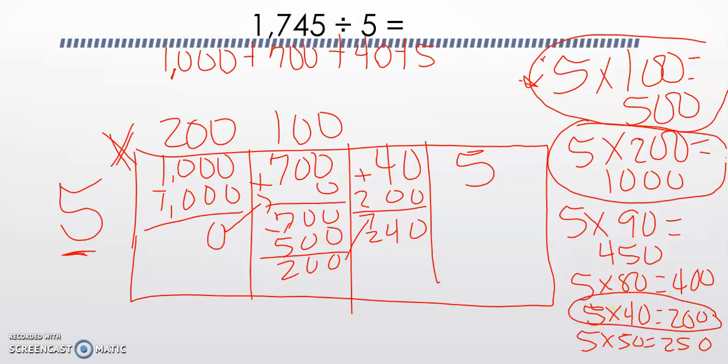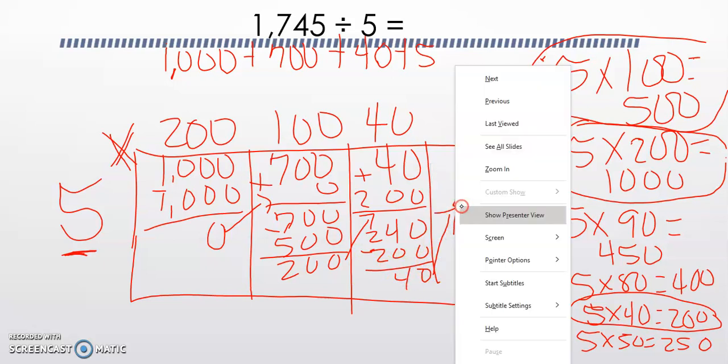Whatever I multiply my divisor by, it goes on top of the box. I multiply by 40. The answer was 200. It goes inside. I'm ready to subtract. I have 40 left. What's left, I take it, add it to the next box.